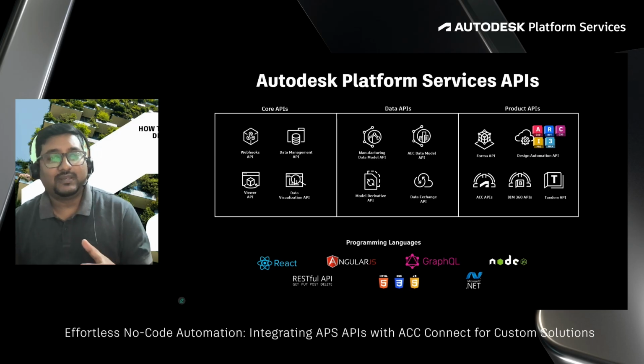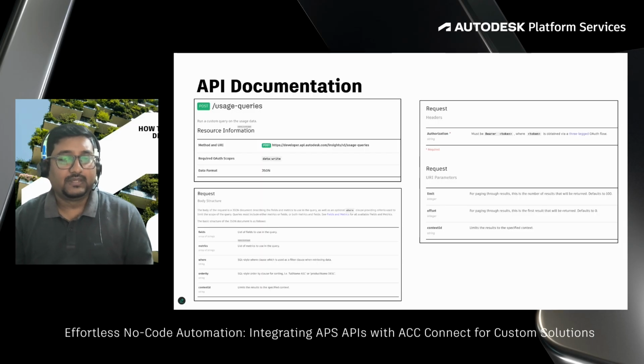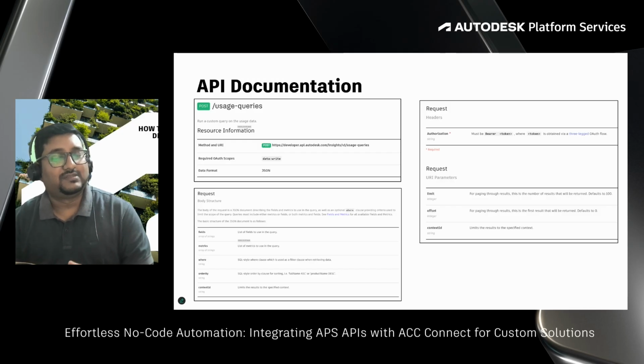Now, how does a sample API documentation look like? The page may look a bit different for different APIs, but the structure remains the same. You have an endpoint. You can see there is an endpoint available here. You get a scope, you get the data format, you also get what is the body structure. What are the different fields, metrics that you need to provide, or what are the different limits you need to set and offset, and you need to provide a token. So this is a generic API documentation. I'm taking the case of Autodesk Platform Services, but it remains consistent across third-party platforms as well.